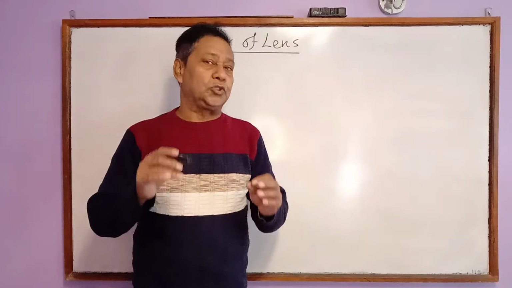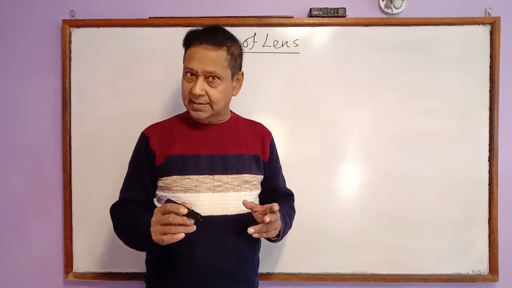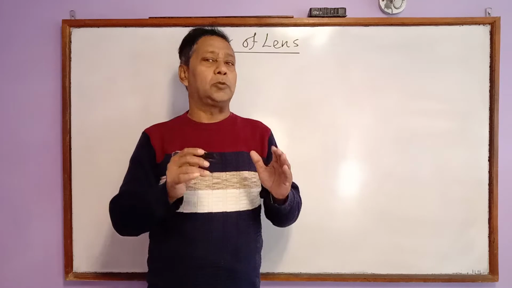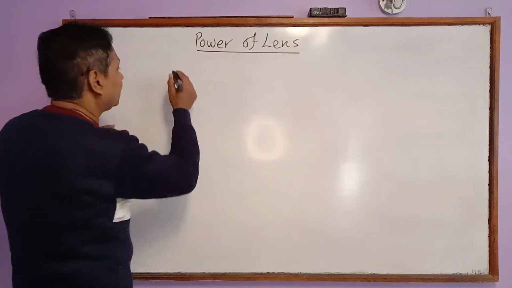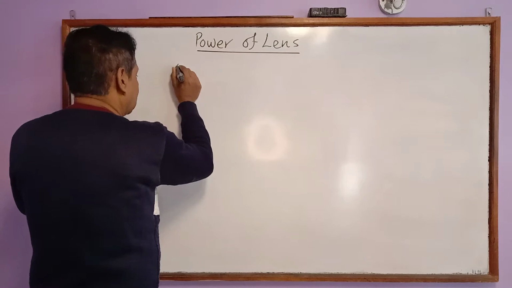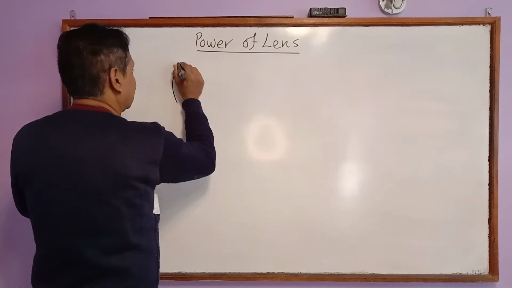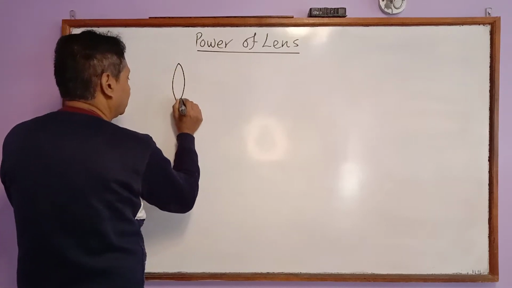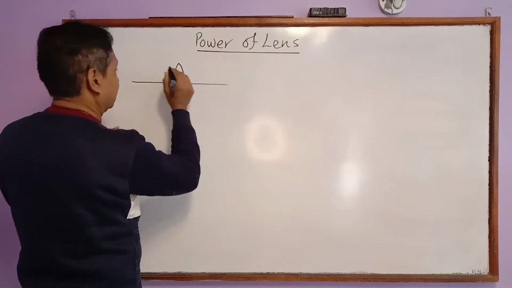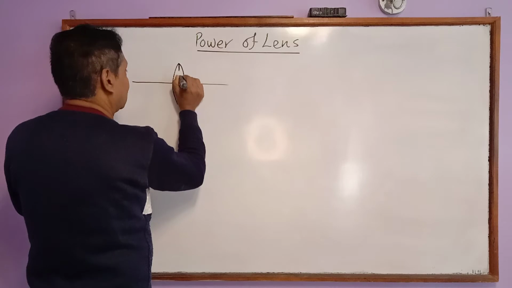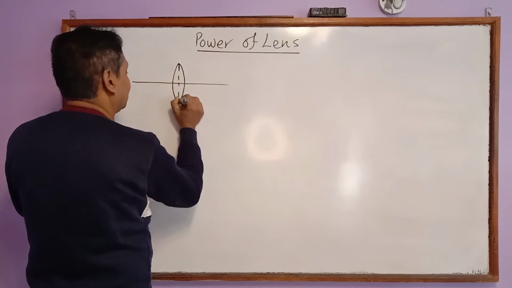Let's talk about power of lens. What is it? I want to talk about power of lens with the help of a diagram. Look at this diagram. Let's say this is a convex lens, and this is its principal axis, and this is the bisector line.